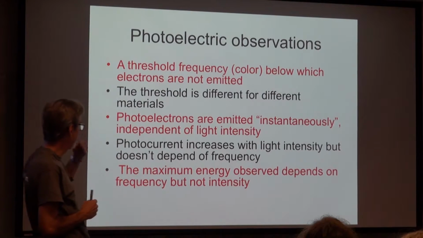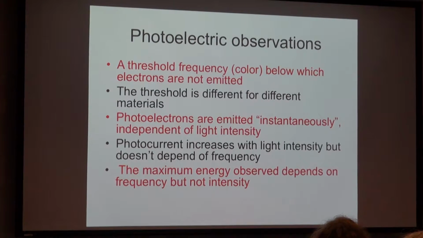There are a whole series of observations done, and we don't really need to worry too much about the details of them. But basically, here are 5 things that were observed. One thing you saw was if I shine in, say, red light, no electrons come off.